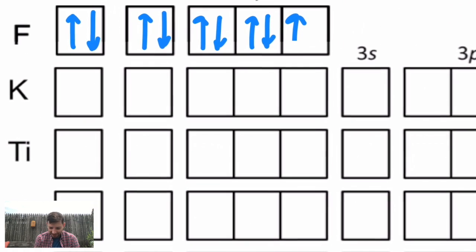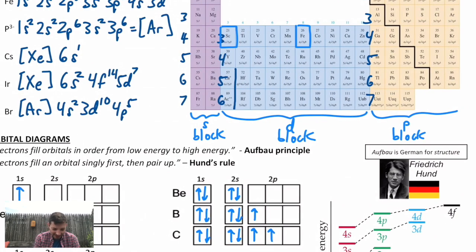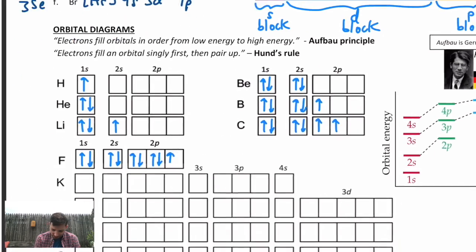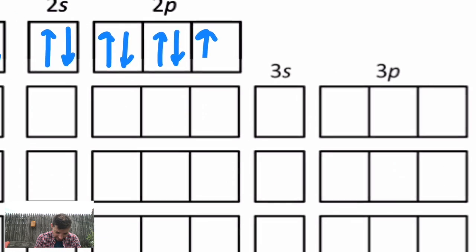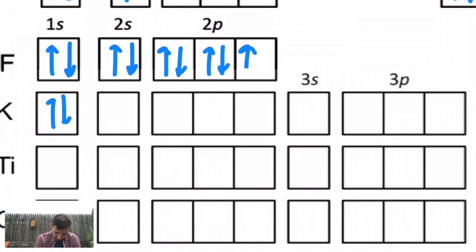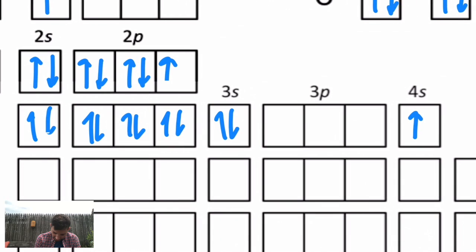Okay, so potassium, I'm going to look back up at the periodic table. Potassium is number 19. It ends with 4s1. So really that's the most important part, which means everything else is just completely filled. 1s2, 2s2, 2p6, 3s2, 3p6, and it gets a little tedious, doesn't it?